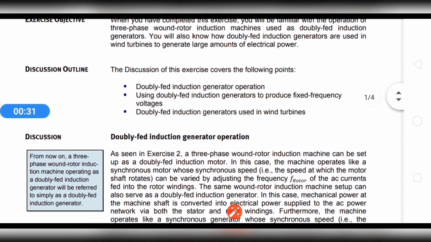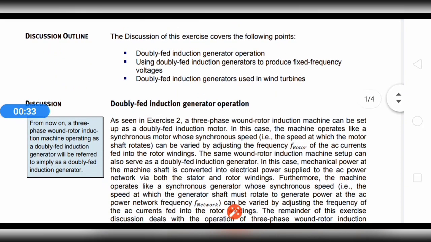As you all know, generator operation is to convert mechanical energy input to the output voltage. So this generator is used in feeding the output voltage to the AC transmission lines.